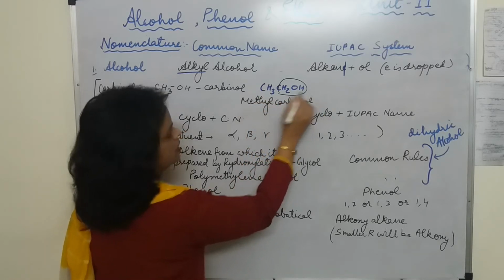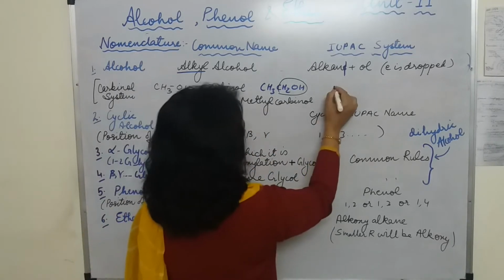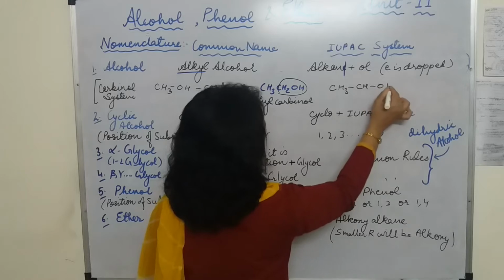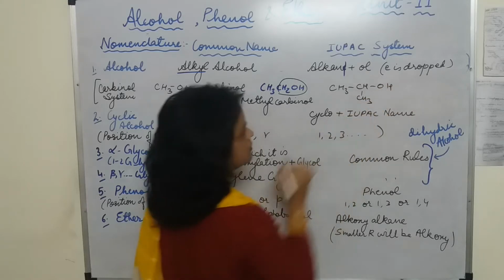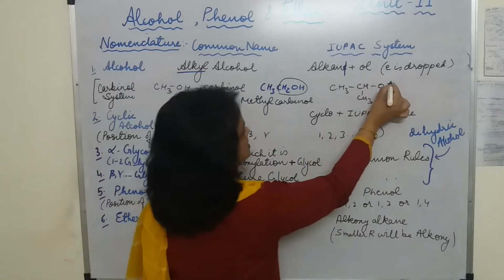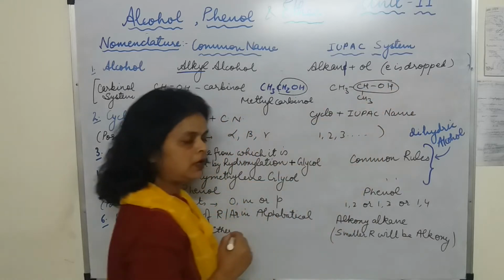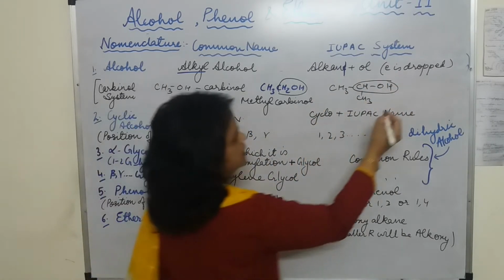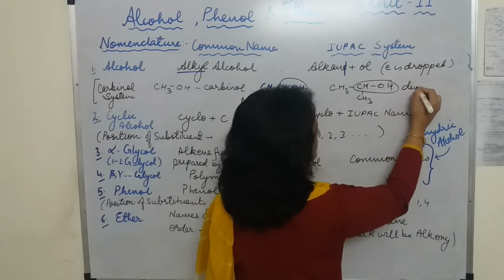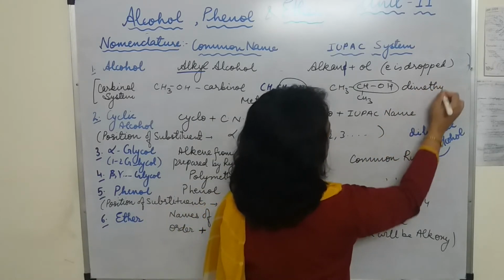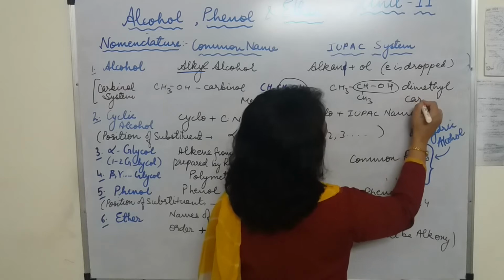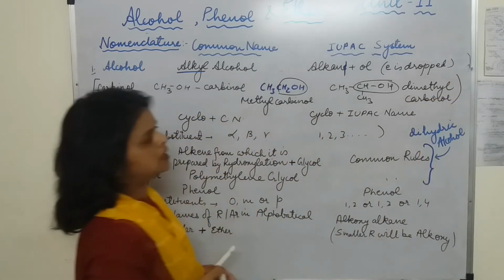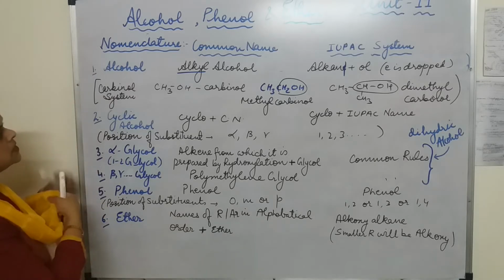Now if I take this type of compound, this is carbinol and two methyl groups are attached. So what will be the name of this? Dimethyl carbinol. So this is about the carbinol system.